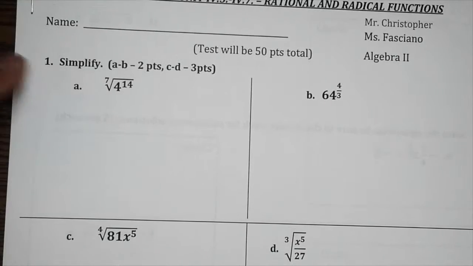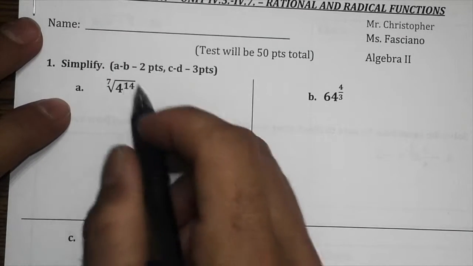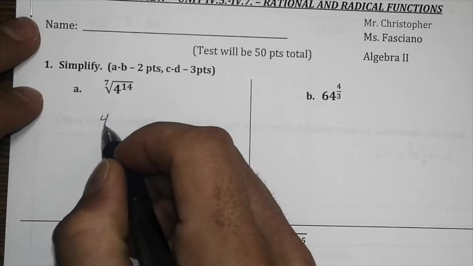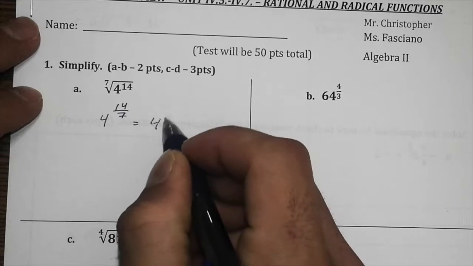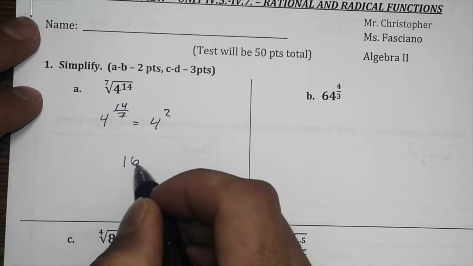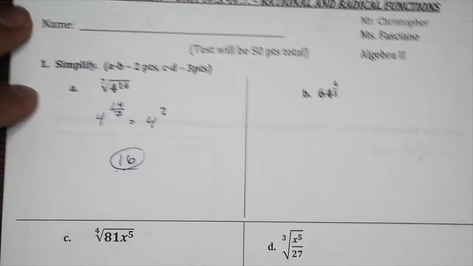This first one, when we simplify this, it works out easy. This is the same as saying 4 to the 14 divided by 7, which is the same as 4 squared, which is 16. Right?